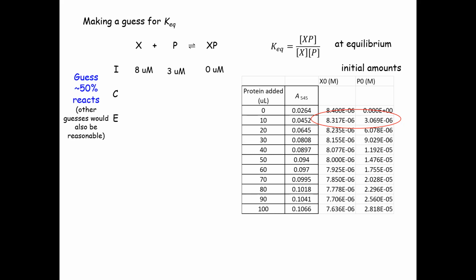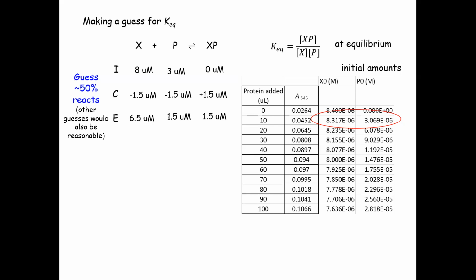And I'm just going to make an arbitrary guess, right? I like 50%. It seems like a nice round number, but you could pick something different. You could make it 90-10 favoring the products over the reactants, or 10-90, or whatever you want. But let's just start at 50%. Well, 50% of the reaction goes, and P is my limiting reagent. That means that I'm going to lose 1.5 micromolar of P. Based on the stoichiometry between X and P, I also know that I'll lose 1.5 micromolar of X, and I will gain 1.5 micromolar of XP.